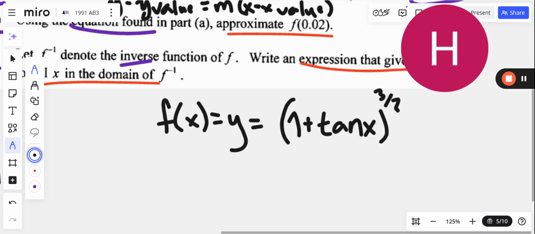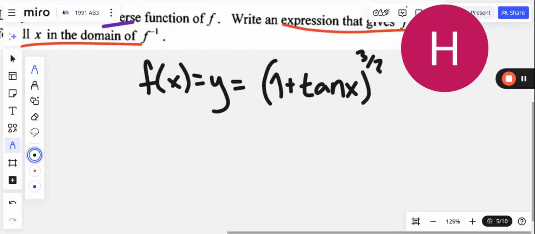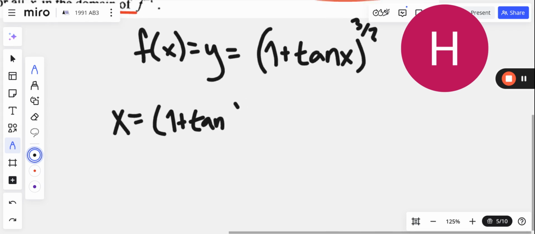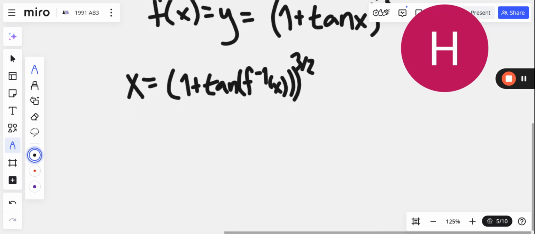And the technique that a lot of people use is they switch the x and the y, basically. And then you solve for the y all over again. Technically, this new y that we're calling y, it's the f inverse. And this is to the 3/2. But just to avoid having to write f inverse every time, we kind of just put a substitute y there. You can put anything there, honestly.